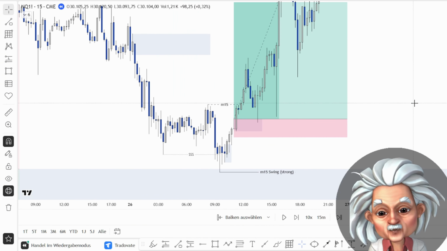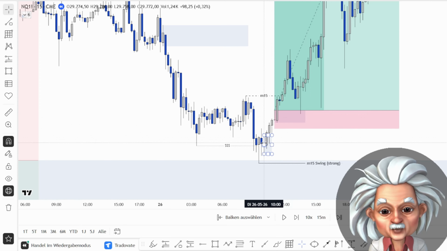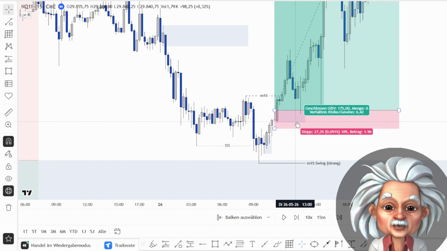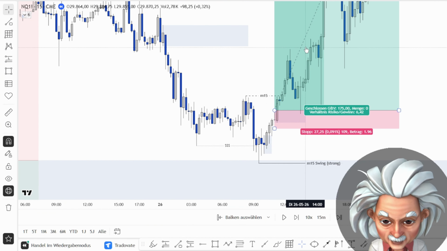The one big learning I had in the beginning: you have to always recognize what the internal structure from the middle time frame is doing, and trade in this direction.